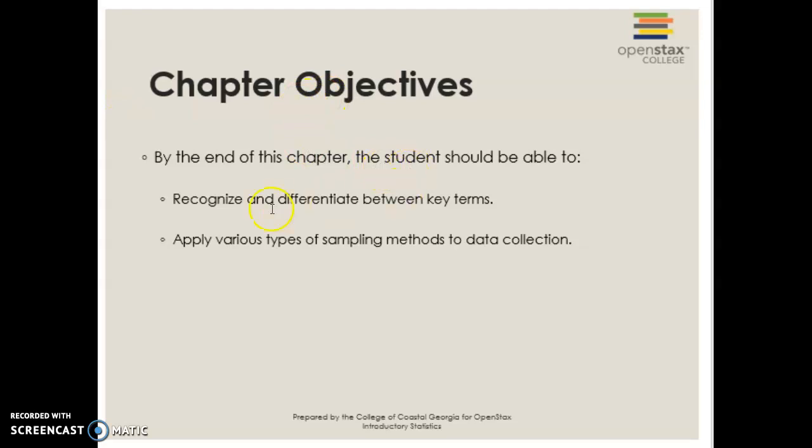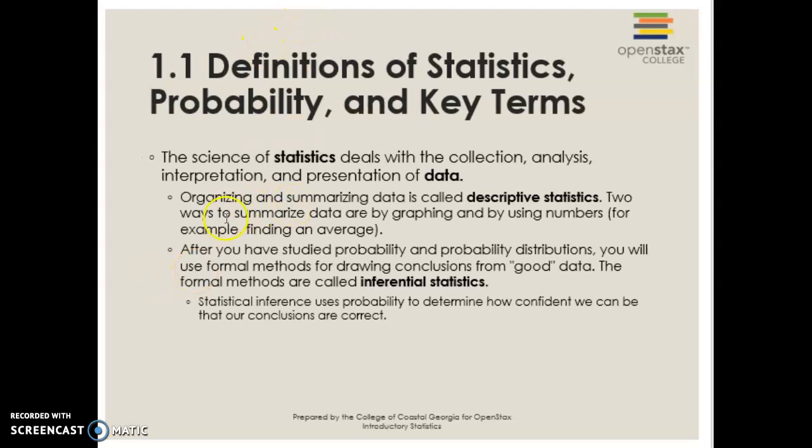By the end of the chapter, you should be able to recognize and differentiate between key terms and apply various types of sampling methods to data collection. All right, definitions. The science of statistics deals with the collection, analysis, interpretation, and presentation of data. So, you've got a bunch of different stuff involved in statistics. We will basically be doing collection, analysis, and interpretation, not so much presentation.